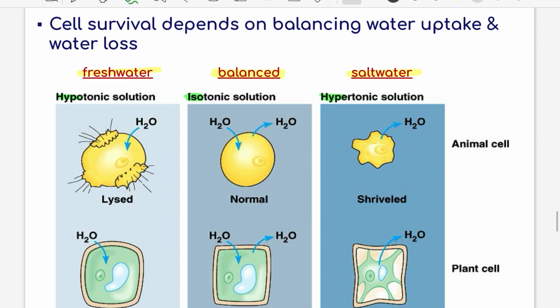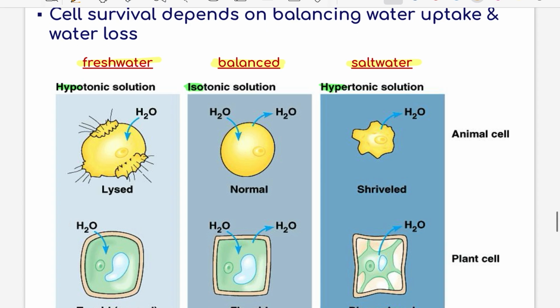Let's have a look at the freshwater first. So in this case here, if it's a hypotonic solution, an animal cell will swell and burst. That's called lysing. So animal cells, so this is an animal cell, will swell and burst. In other words, it will lyse. It means to be cut open. That's what that means.